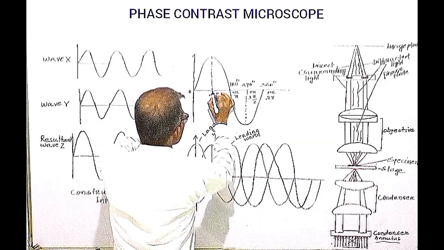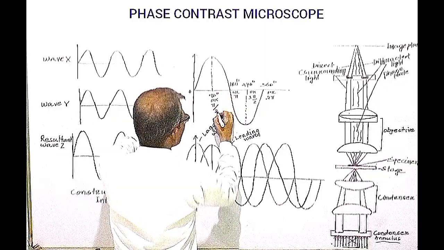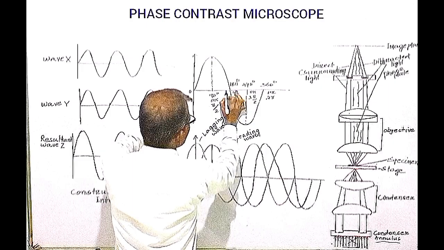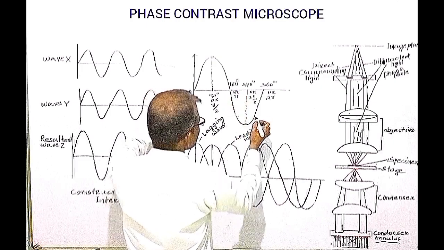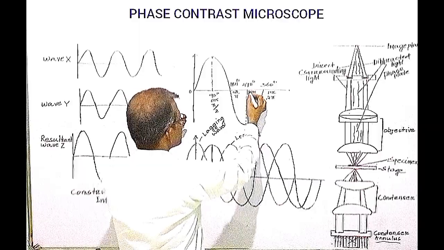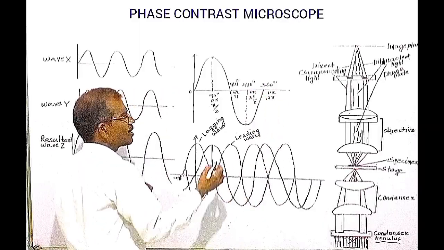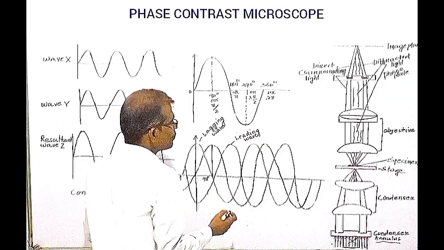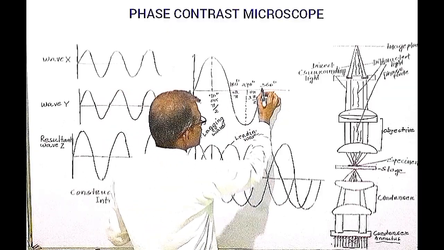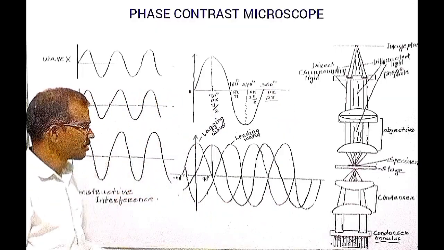At this point, the angular displacement is 90 degrees or pi by 2. At this point, it is 180 degrees or pi. But at this point, the angular displacement is even higher. It is equal to 270 degrees or 3 pi by 2. And one full cycle represents 360 degrees or 2 pi radians.